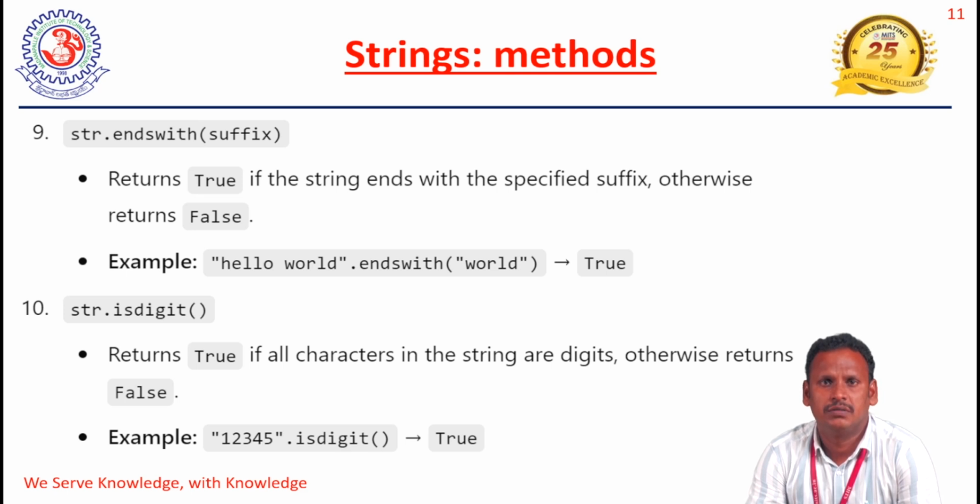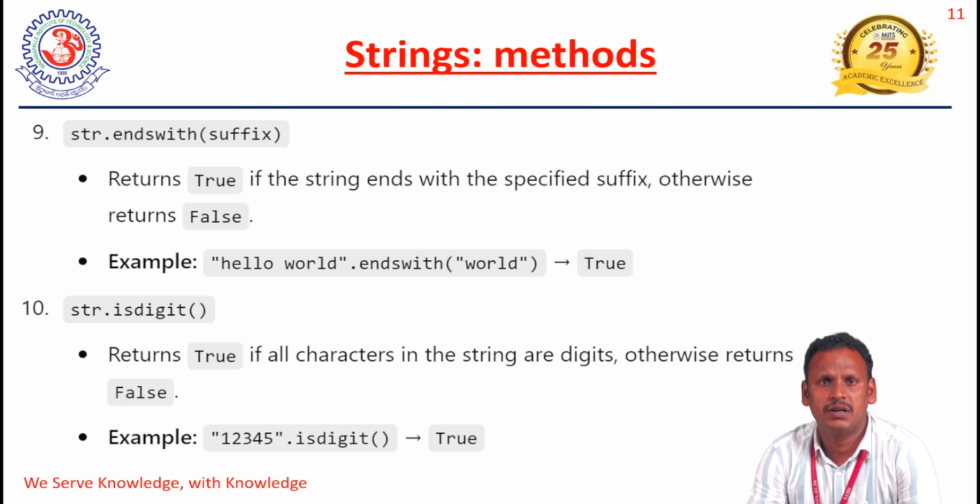The endswith function is similar to startswith. If the string ends with a suffix, then it returns true, otherwise it returns false. So hello world dot endswith, again I am checking with world. Yes, it ends with this substring called world, that's why it returns true.